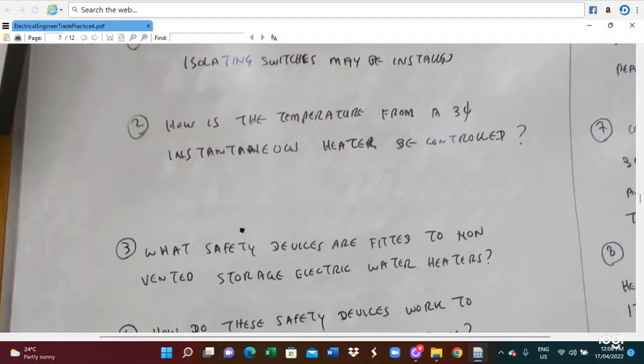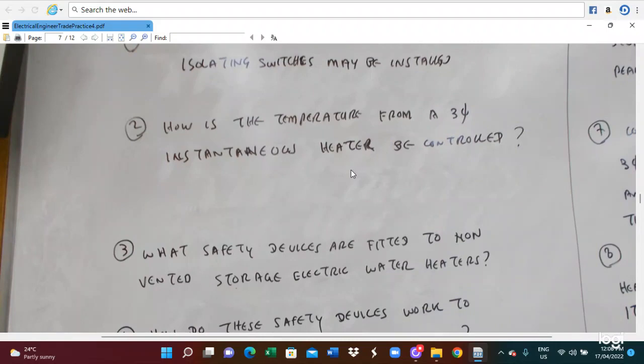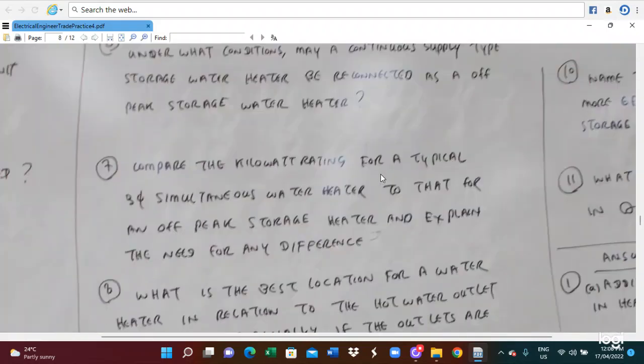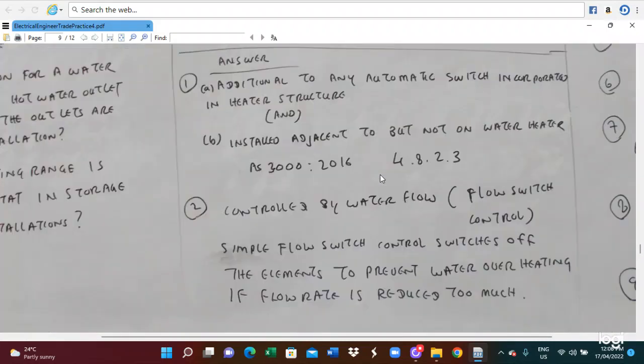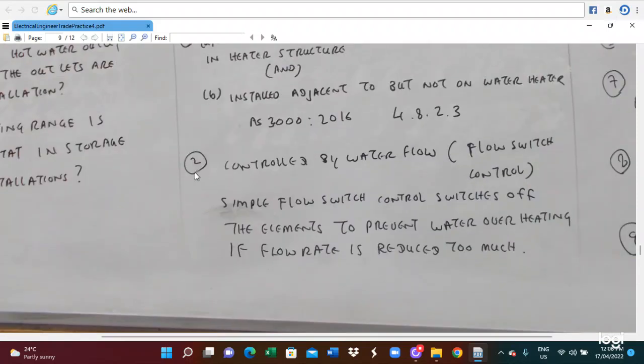How is the temperature of a 3-phase instantaneous water heater controlled? So this is controlled by the water flow. This is a flow switch control. A simple flow switch switches off the element to prevent the water overheating if the flow rate is reduced too much.